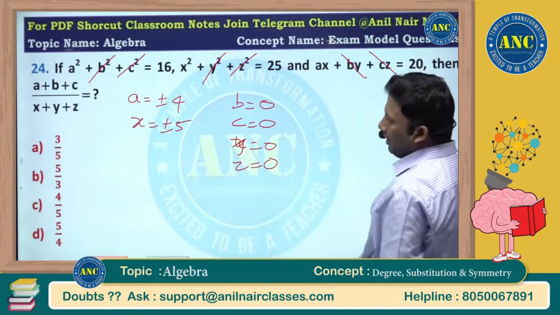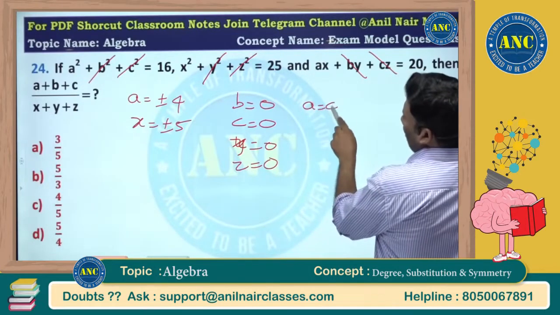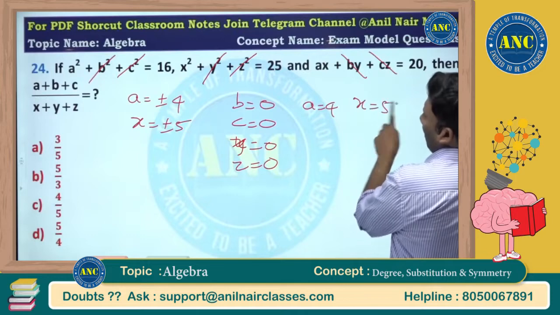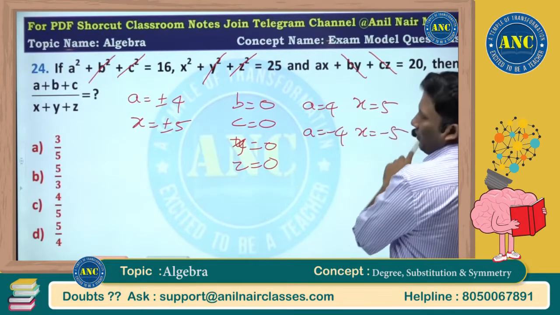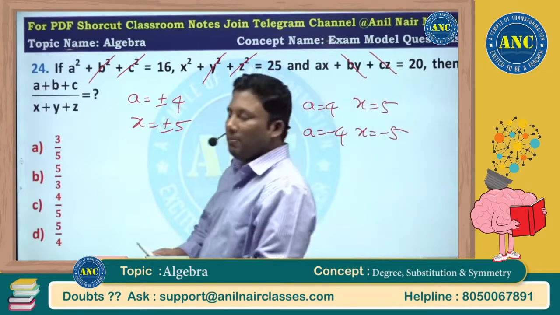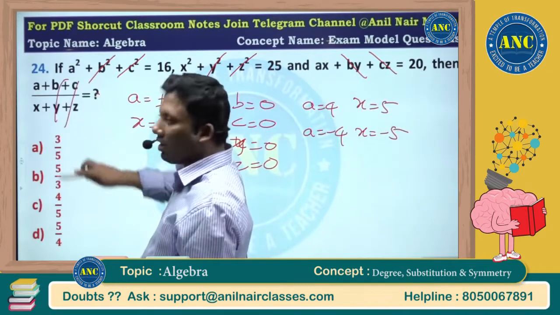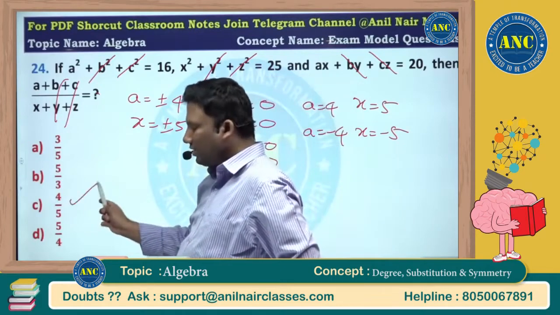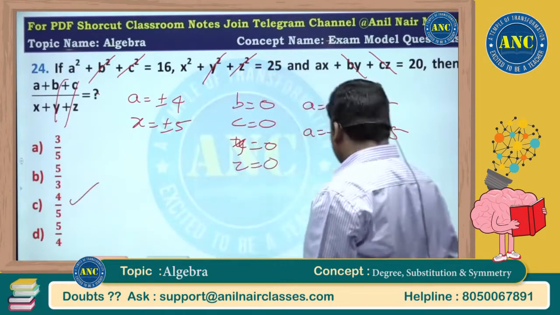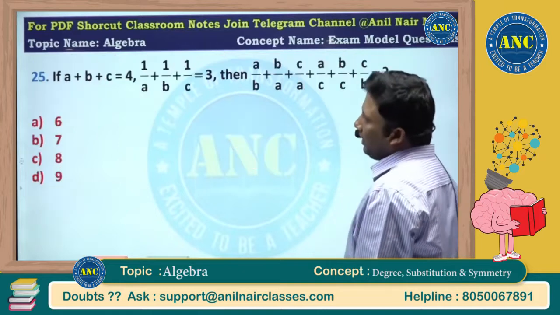a by x is what we want. That means a can take 4, x can take 5. A can take minus 4, x can take minus 5. Two cases are possible. B, C, Y, Z all are out. A by X, so 4 by 5. Answer for this question is 4 by 5. 24th. I hope it is clear.